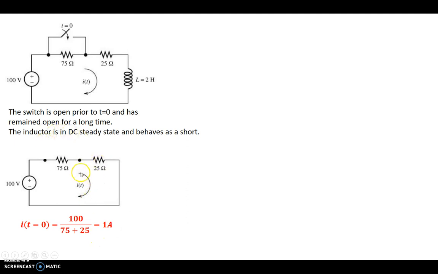So this is right before the event, and let's say at t equals 0, the event happens, so the switch is closed, but because the inductor doesn't allow current to change instantaneously, the current at t equals 0 is the same as the current that was before the event. So our initial condition is that the current is 1 amp. Now at t equals 0, the switch is closed.